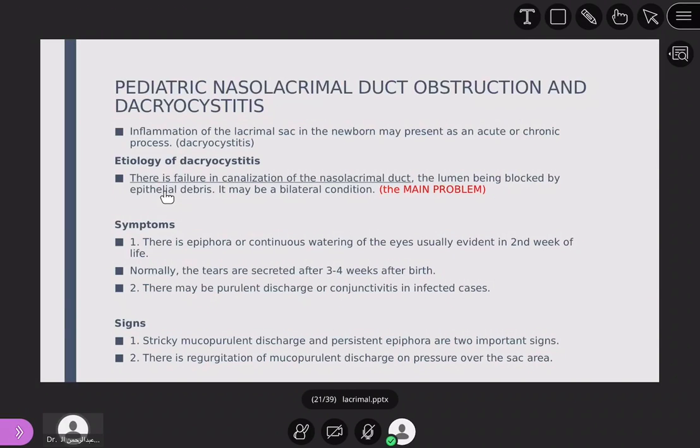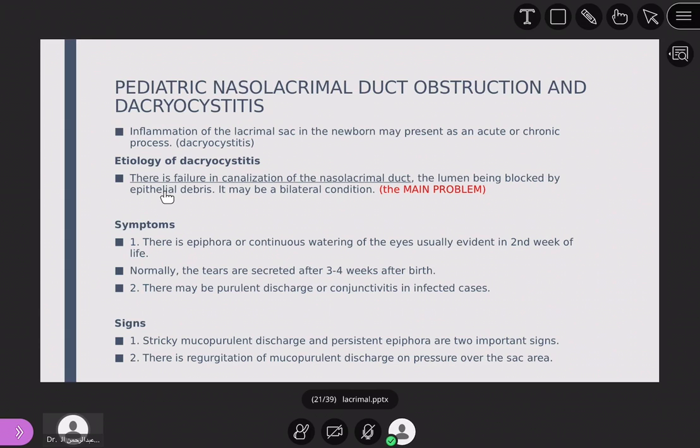Purulent discharge or conjunctivitis in infected cases. Signs: sticky, mucopurulent discharge and persistent epiphora are two important signs. So mainly tearing and sometimes with discharge.